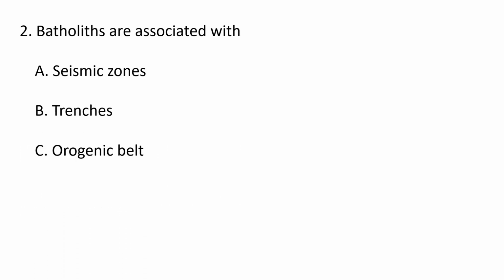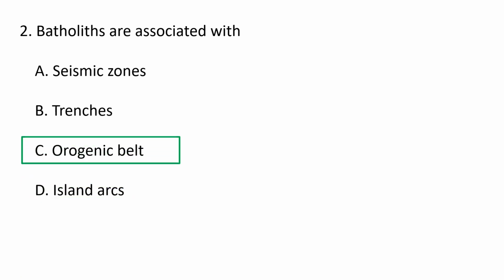Next question. Batholiths are associated with A. Seismic zones, B. Trenches, C. Orogenic belt, D. Island arc. Batholiths are associated with the orogenic belt. So, older orogenic belts are typically deeply eroded to expose the displaced and deformed strata. So, these are often highly metamorphosed and include vast bodies of intrusive igneous rocks. These are known as batholiths. So, batholiths are associated with orogenic belt. C is the correct answer.